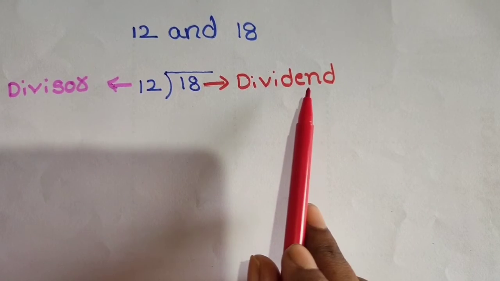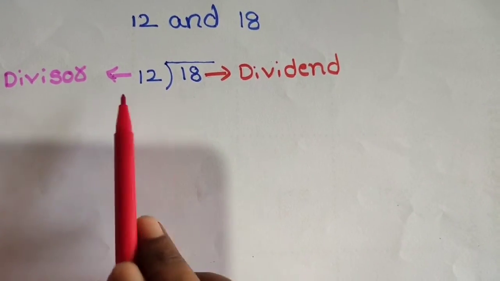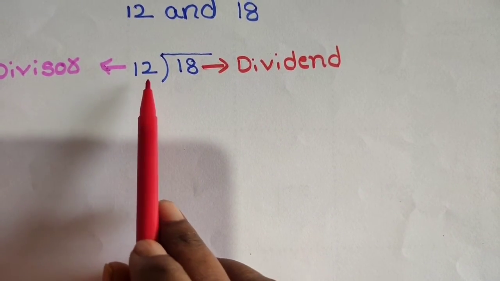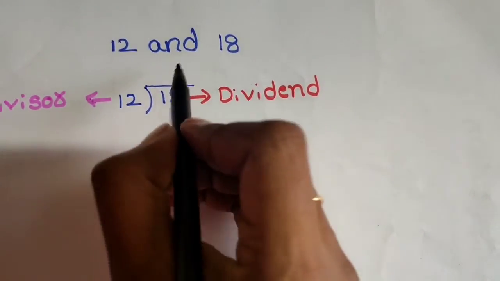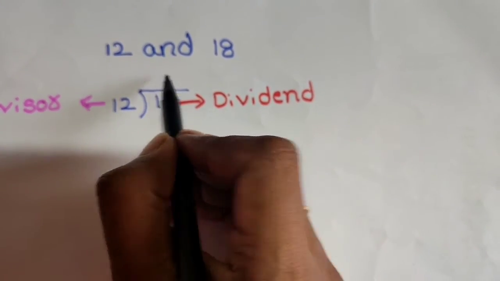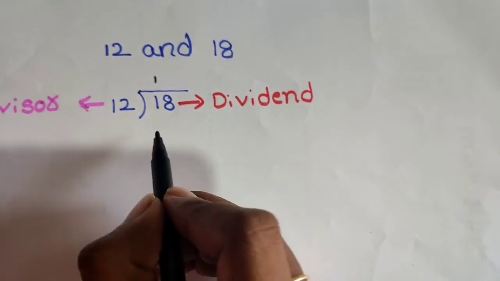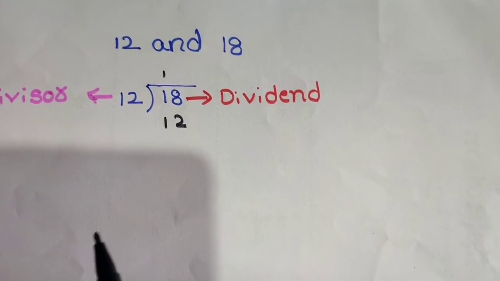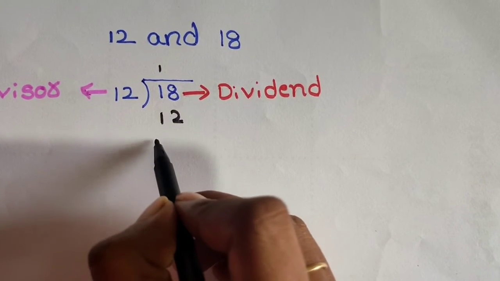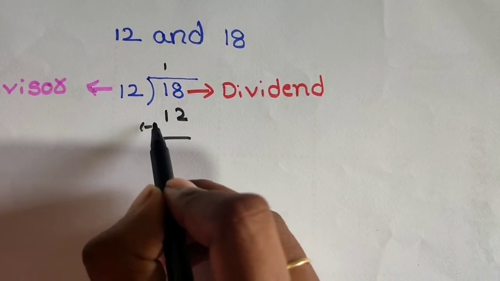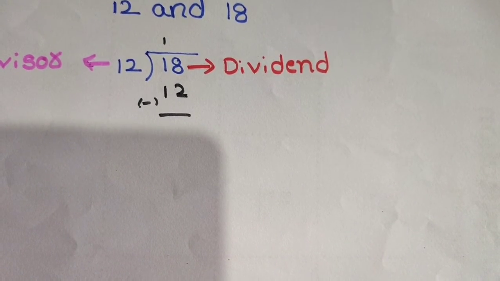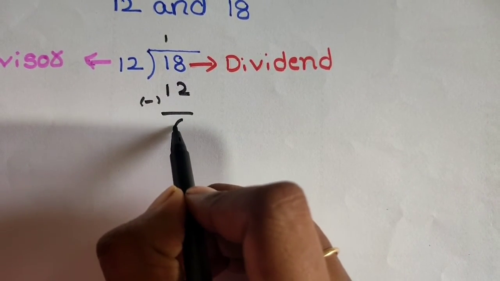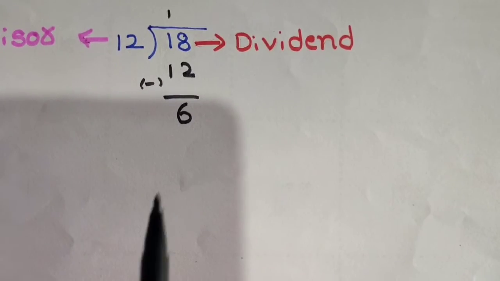Now we have to divide by the smaller number. Now what we have to do? Divide it by 12. Here 12 ones are 12. Now what we have to do? We have to subtract 12 from 18. So what will we get? We get 6 as the remainder.